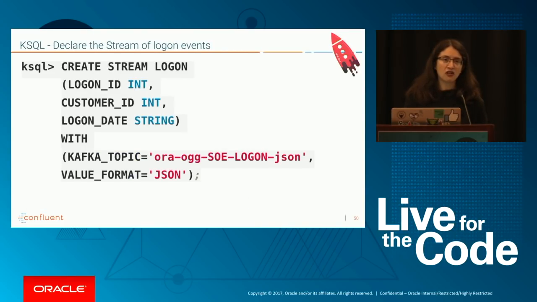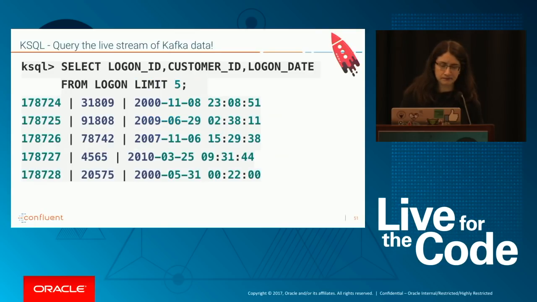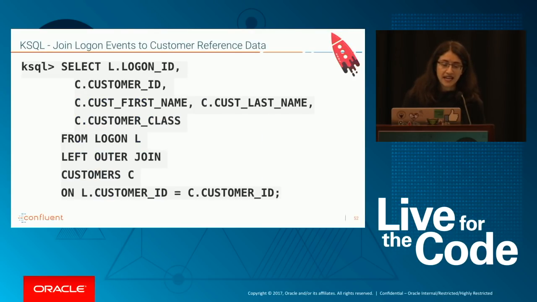When I look at the logons, I don't want to just see the latest logon. I want to see every single logon by every customer, so I model it as a stream of events in exactly the same way. And again, we can do a select, and we get the last 5 events. Fairly simple. But now the really cool stuff is that we want to enrich events.